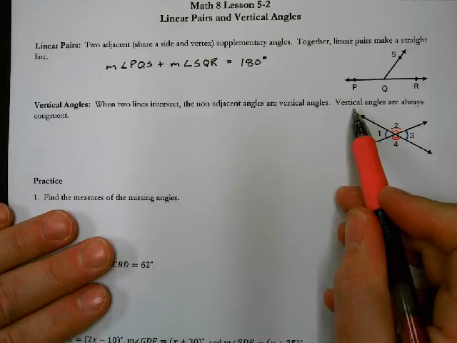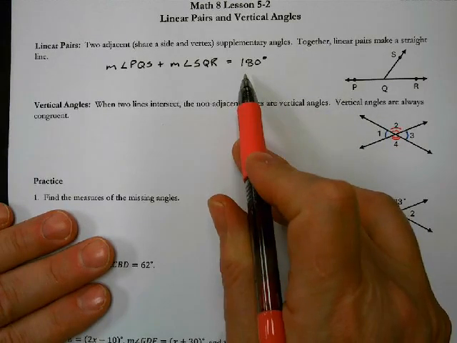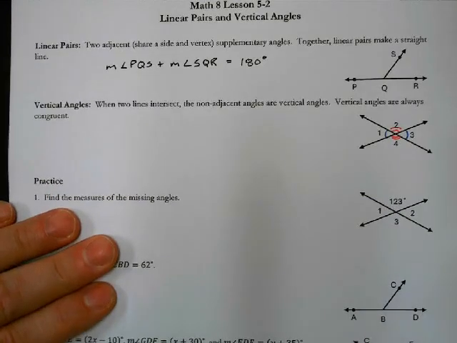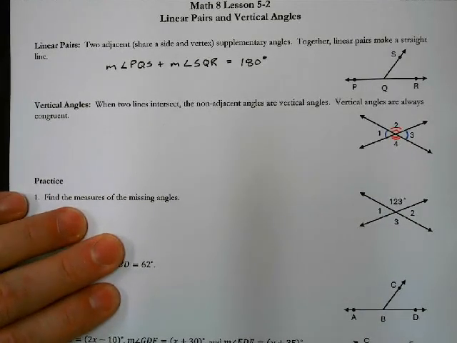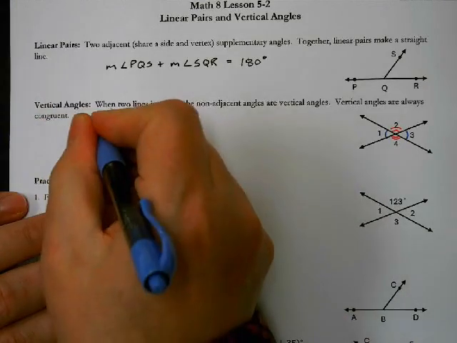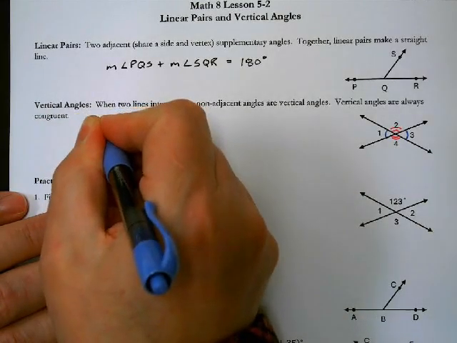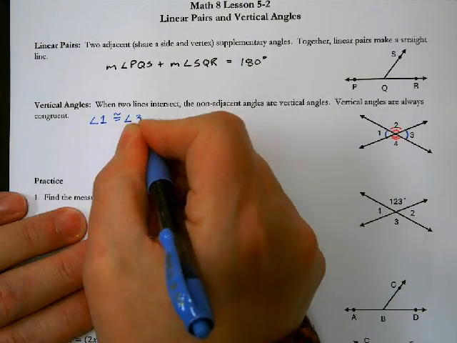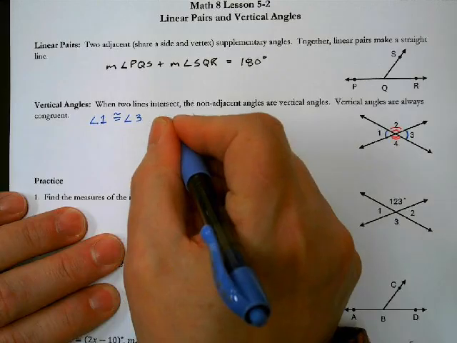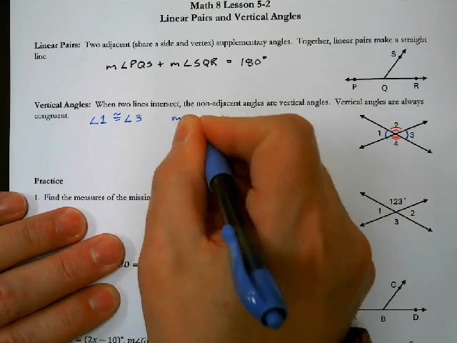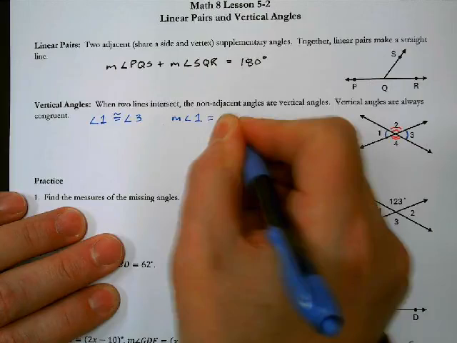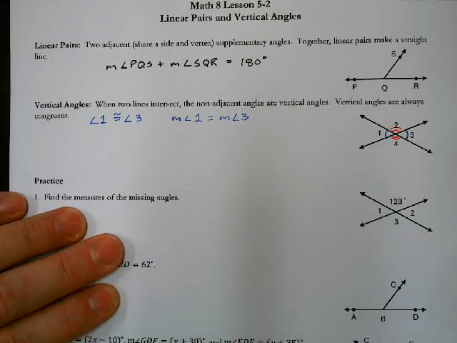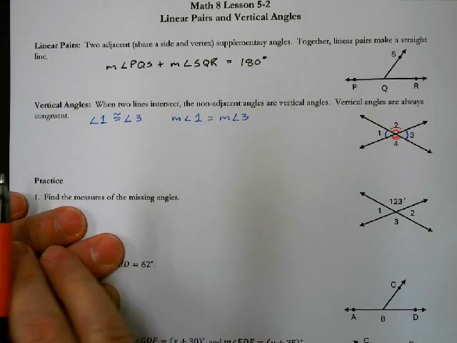Now, vertical angles, instead of being supplementary like linear pairs, are always congruent to each other, meaning they have the same measurement. So since angle 1 is congruent to angle 3, meaning they have the same measurement, we can now say that the measurement of angle 1 equals the measurement of angle 3. So these two vertical angles are congruent to each other, therefore their measurements are equal.